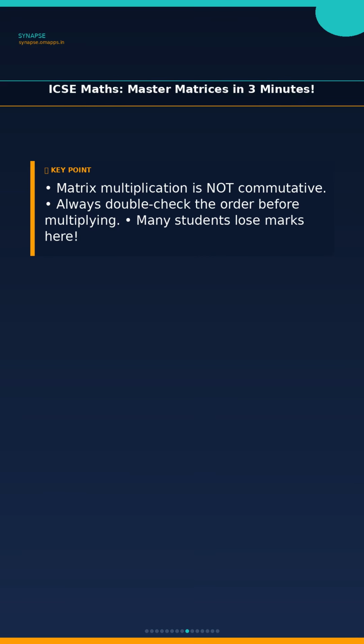Matrix multiplication isn't commutative. This is a super common mistake. Always check the sizes first, and remember the order. Examiners love to test this.